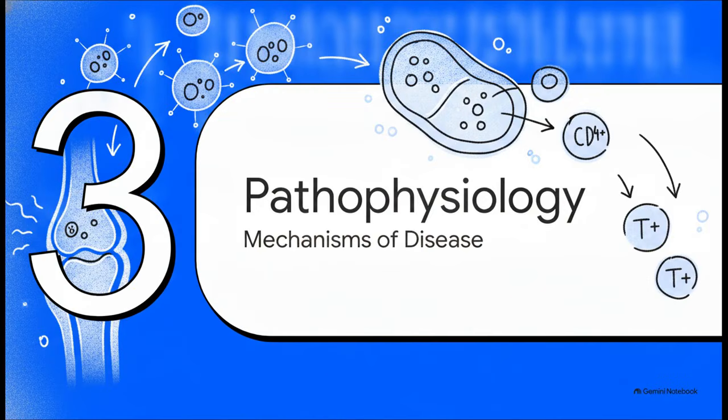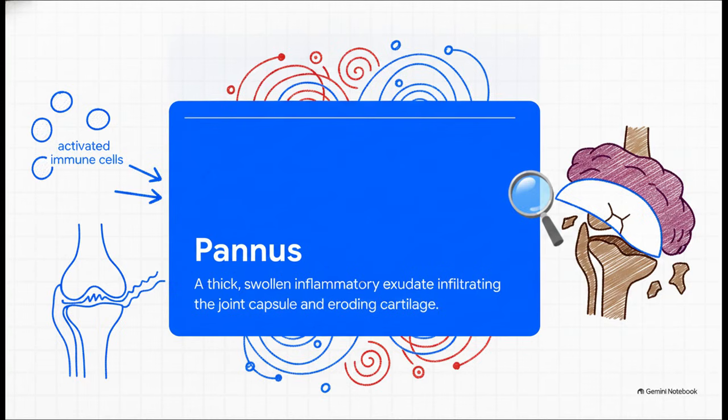Section 3. Pathophysiology and mechanisms. This structural misunderstanding is where the pathophysiology truly shifts into overdrive. Those activated antigen-presenting cells carrying the citrullinated peptides, they don't just stay in the joint, they migrate to the lymph nodes, successfully activating CD4-positive T helper cells and launching a systemic immune response. As these activated immune cells migrate back into the joint, they drive a massive proliferation of the synovial membrane, forming what we call a pannus.